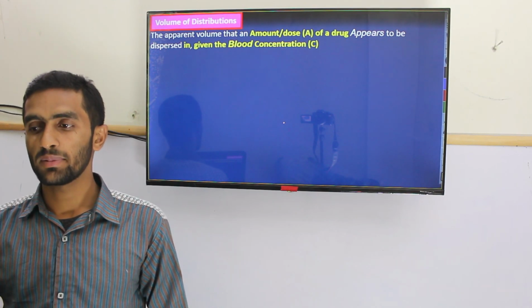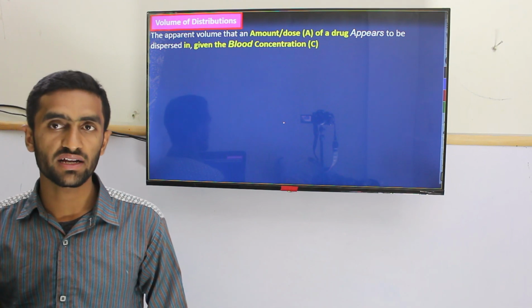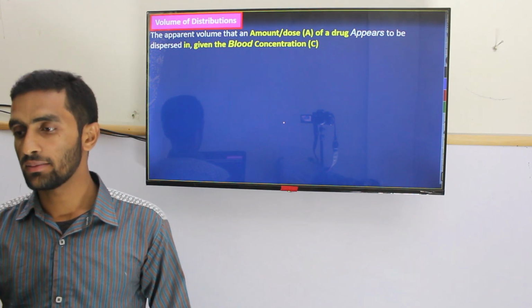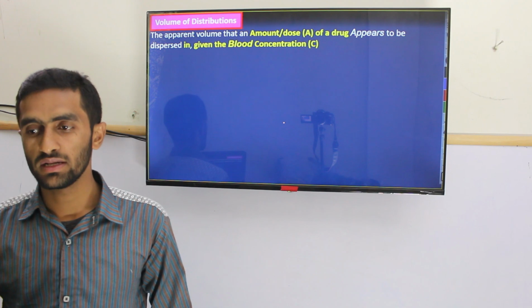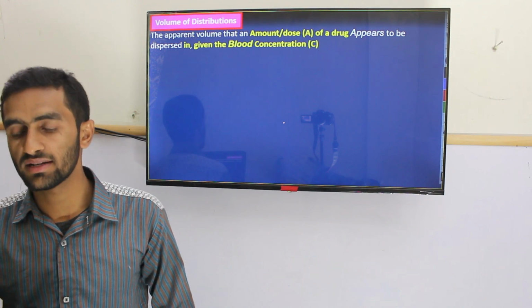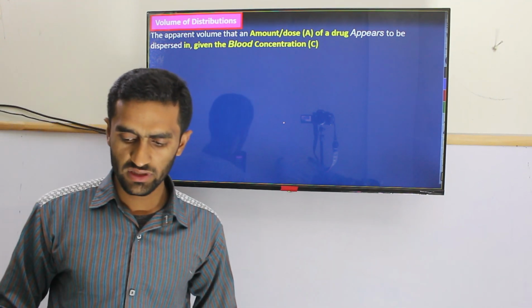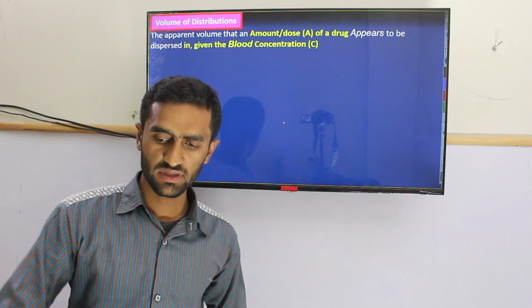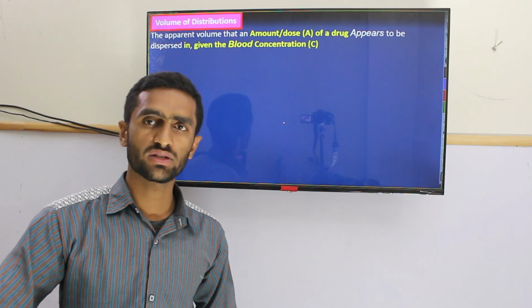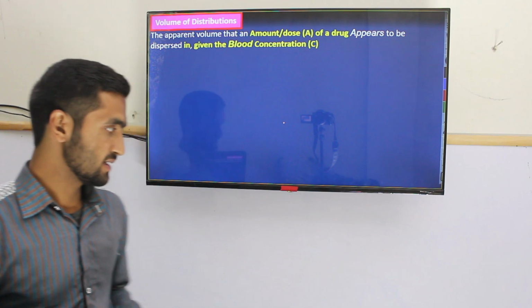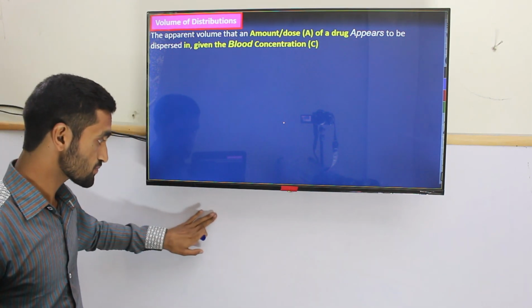Okay. Now, the next step is volume of distribution. It's actually an apparent volume, not an actual volume. It's the amount of drug that appears to be dispersed in the given blood concentration. It's confusing, and a lot of students are confused. I'm just going to ask you a simple question, and if you answer me, you will get this concept.